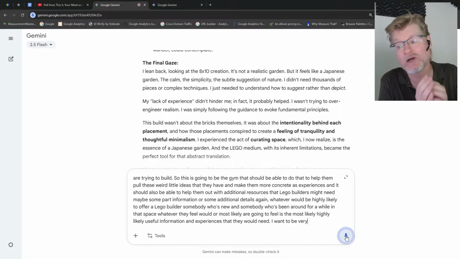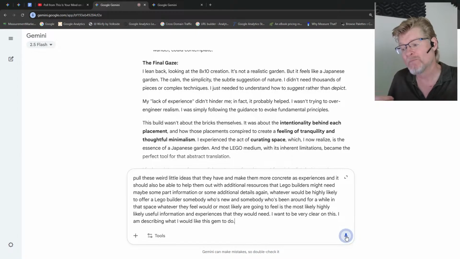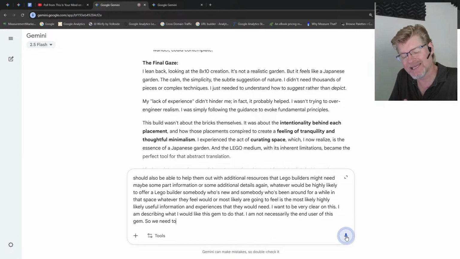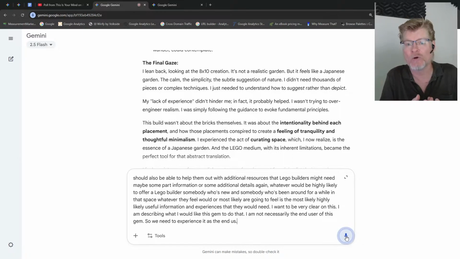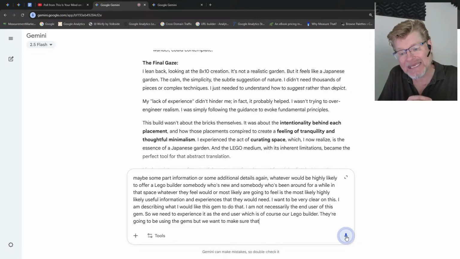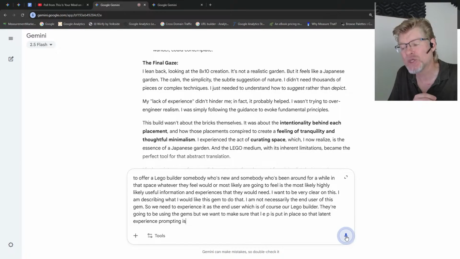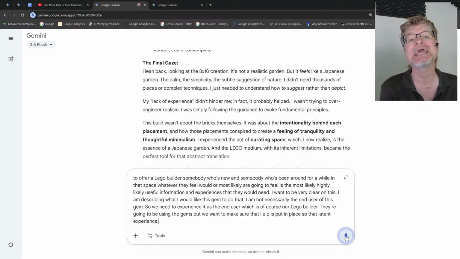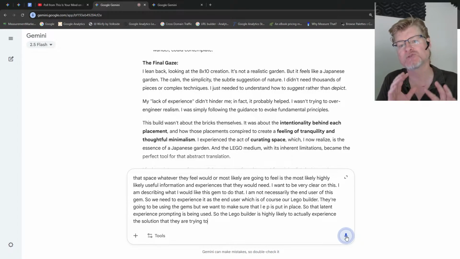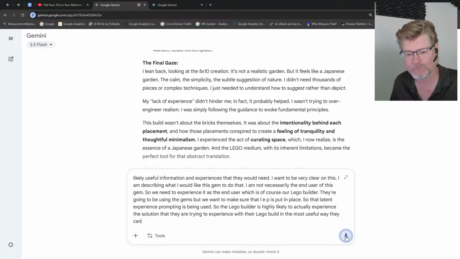I want to be very clear on this. I am describing what I would like this gem to do, but I am not necessarily the end user of this gem. So we need to experience it as the end user, which is of course our Lego builder. They're going to be using the gems, but we want to make sure that LEP is put in place so that latent experience prompting is being used, so the Lego builder is highly likely to actually experience the solution that they are trying to experience with their Lego build in the most useful way they can.